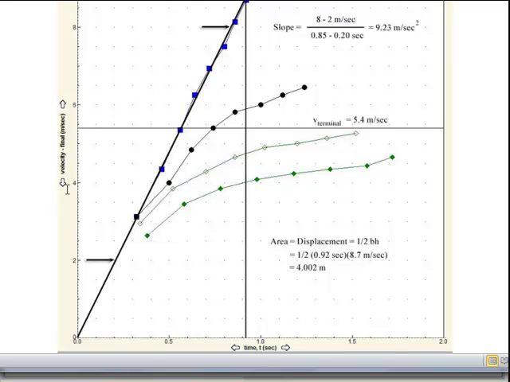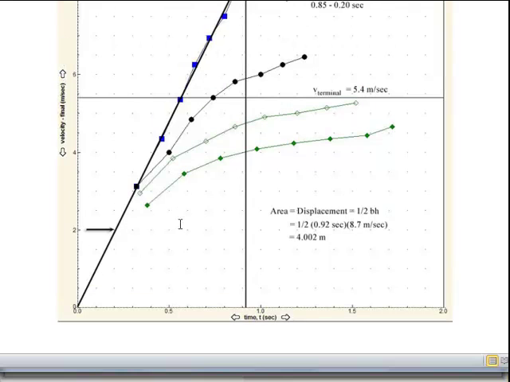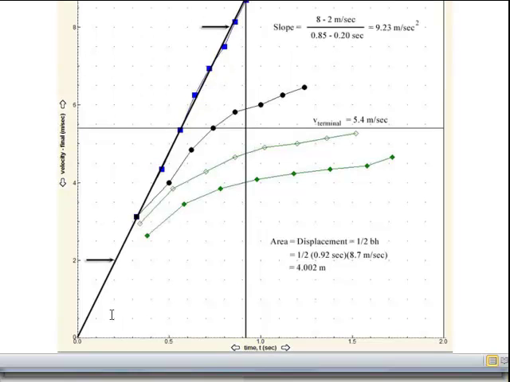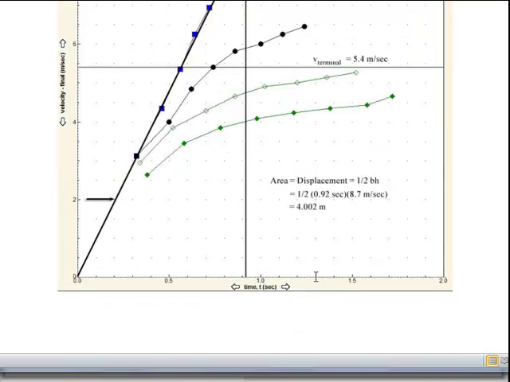Now it turns out the tube is exactly 4 meters tall, and one of the things that they're asked to do is to find the area under the curve of the velocity-time curve. That should give them the displacement, or in this case, the height of the tube. And you can see that it comes out very nicely and close to the 4 meters that it should.